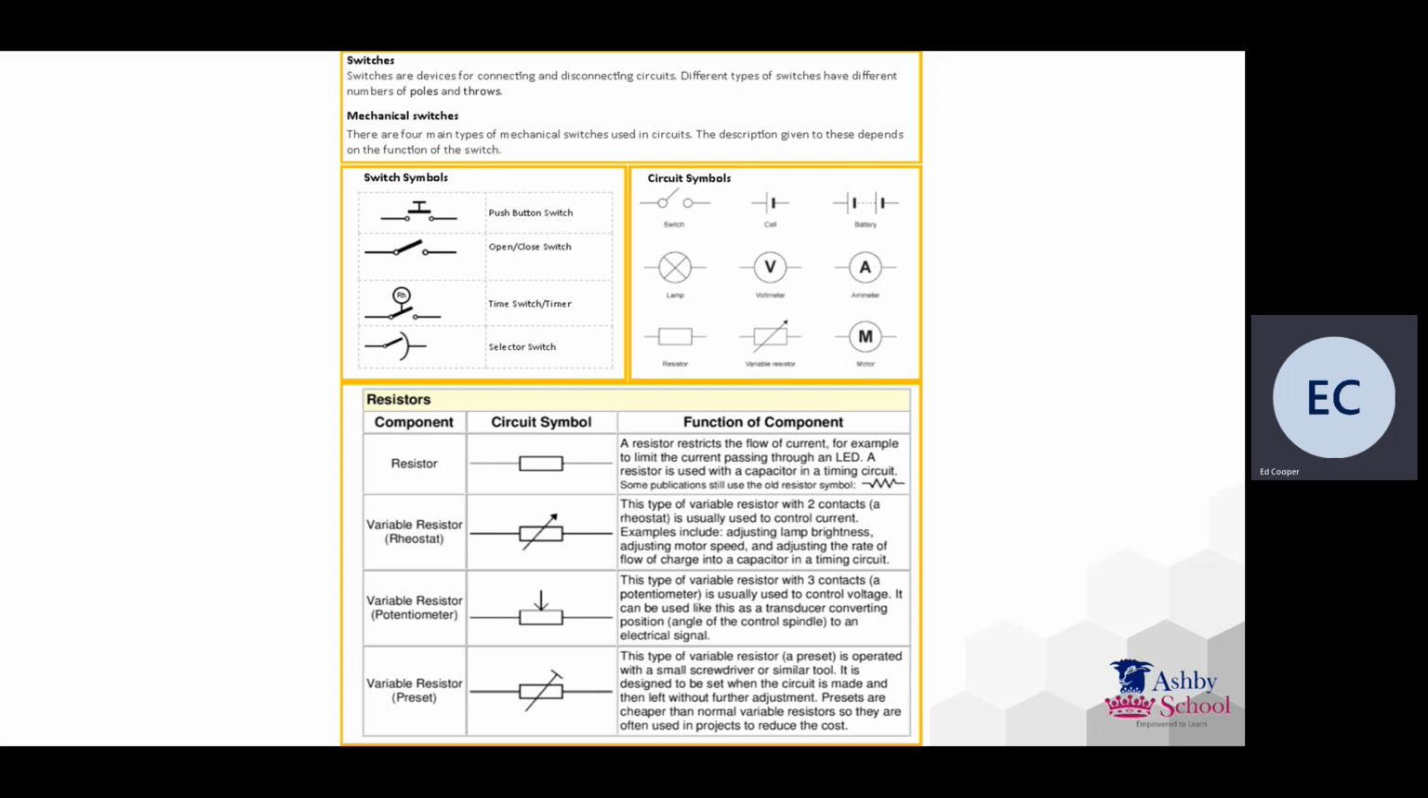Down here it tells us what they do. So what does a resistor do? Well, it stops the flow of electricity or reduces the flow of electricity to keep it safe for another circuit, another component. It stops it blowing an LED, for example. That's another one we need to know the diagram for, an LED. So it limits the amount of current passing through an LED. It's used with a capacitor in a timing circuit. Some publications ignore that bit.